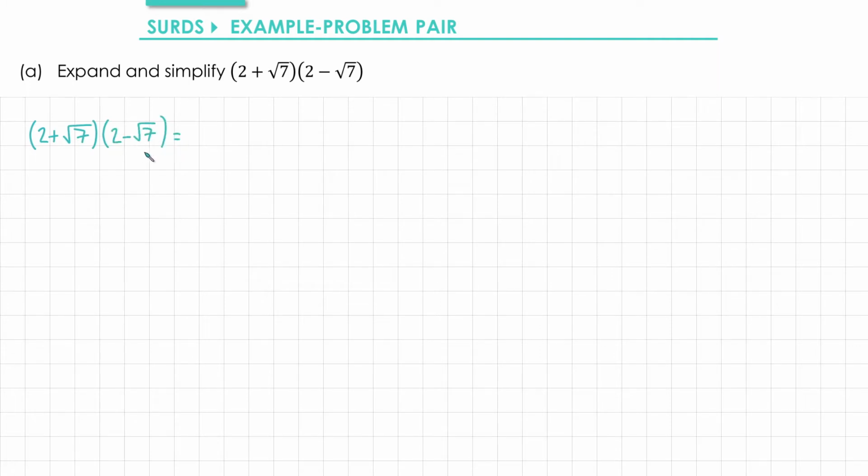So we have previously expanded brackets like this, but these type are a special case that I want you to be aware of. So let's expand it. We've got 2 times 2, which is 4. We've got 2 times negative root 7, which is minus 2 root 7. We've got root 7 times 2, so plus 2 root 7. And then we've got root 7 times minus root 7, which is minus 7. Notice that the middle 2 terms will cancel out. So all we're left with is 4 minus 7, which is negative 3.